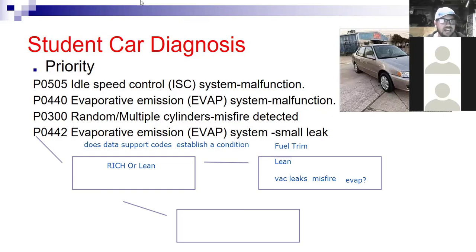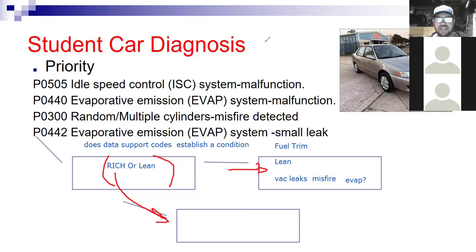Well, the data that I would look at would be fuel trim data. And depending upon what I saw with fuel trim, that would tell me, do I go for a lean type of situation, or maybe I go down the road with a rich type of situation. The other thing I said is you always want to do some research, right?